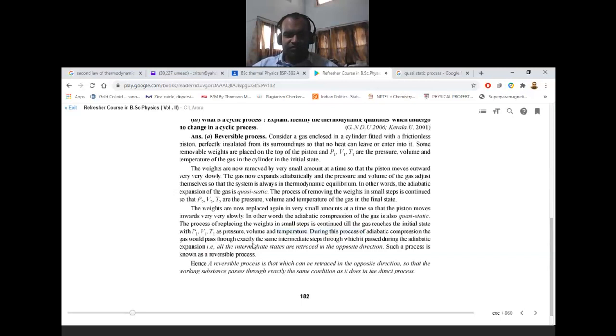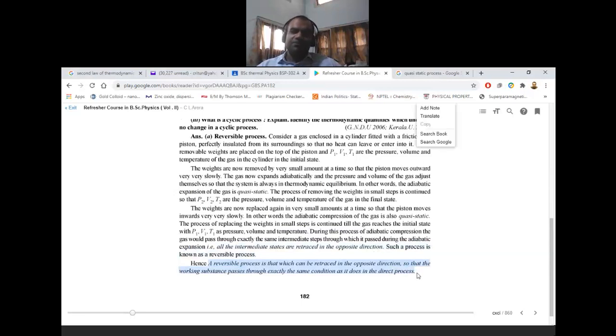So this is what is written: during the process of adiabatic compression, the gas would pass through exactly the same intermediate steps through which it passed during the adiabatic expansion. So expansion and compression will involve the same steps. That is, all the intermediate states are retraced in the opposite direction. Such a process is known as a reversible process.